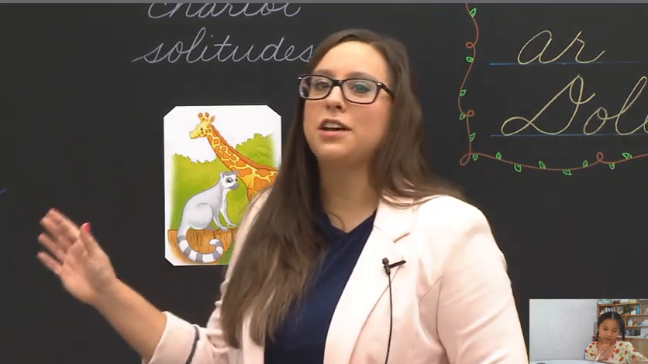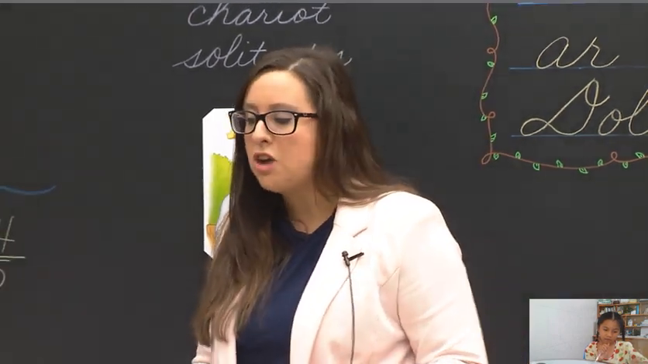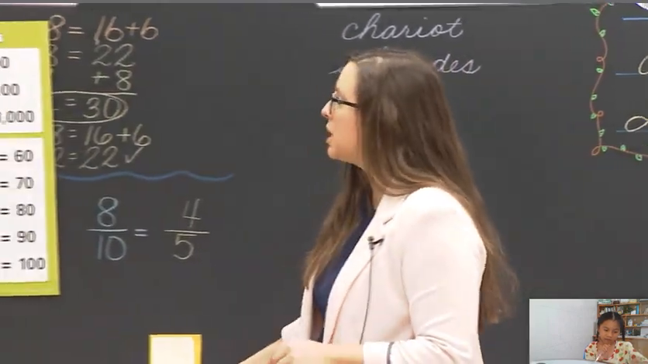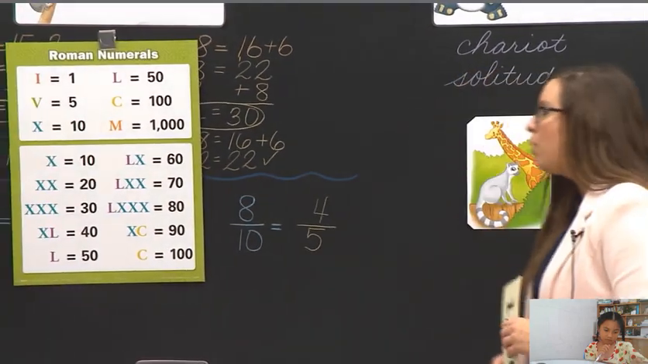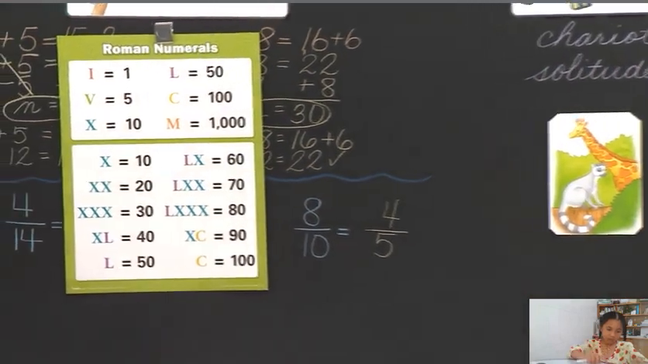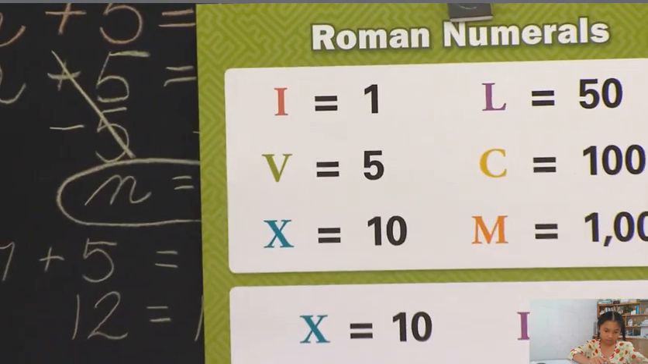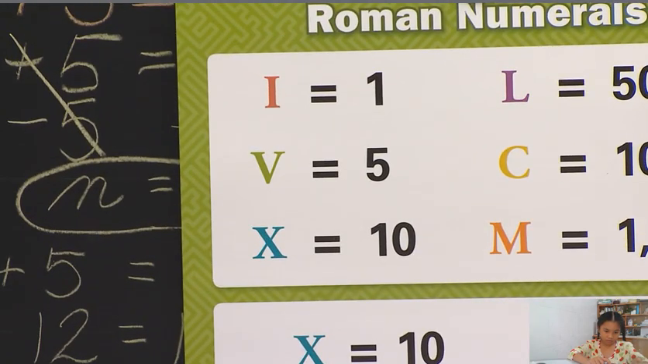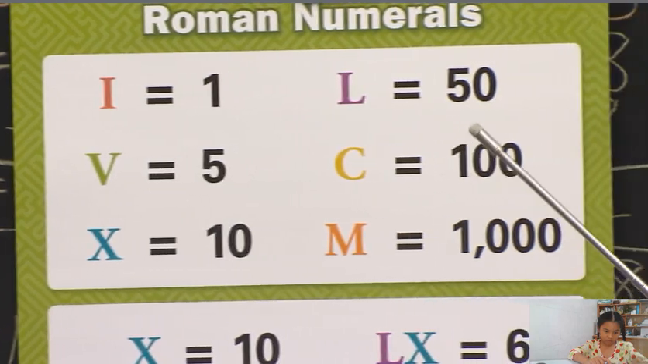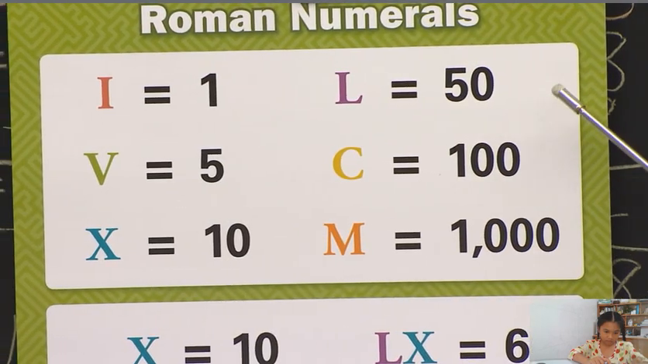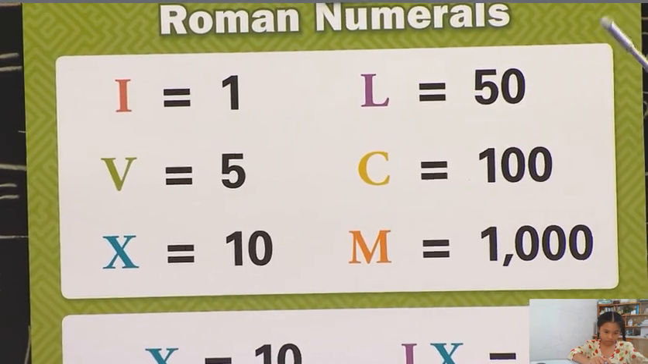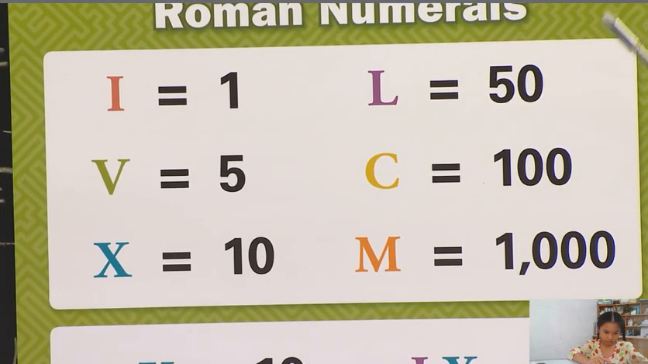We're going to take a look at some more Roman numerals. We've been talking about our Roman numerals and combining them. We know that I equals 1, V equals 5, and X equals 10. We're going to take a look at a couple more here. The next one is L. L equals 50. Now, L will never be repeated, so you only need to use it once when you're using it in a group.